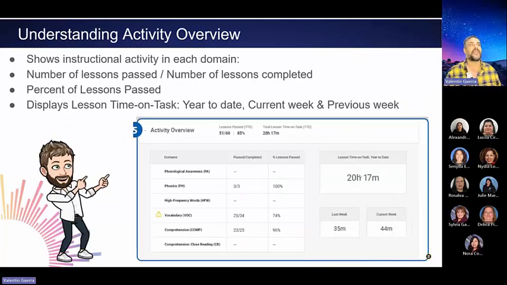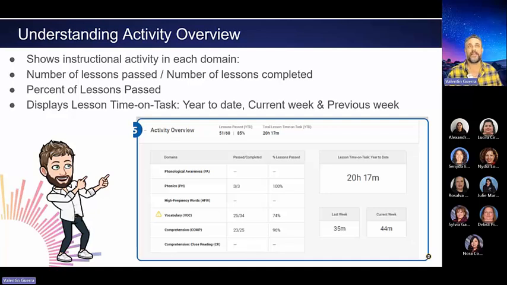Now, how do we understand the activity overview for your students? Number 5, which is this one over here, shows the instructional activity in each domain, for example phonological awareness, which will be only for your little ones. The numbers show lessons passed and the number of lessons completed, together in one column. Then the percent of lessons passed is calculated from the lessons completed and the lessons passed, and that gives you the percentage.